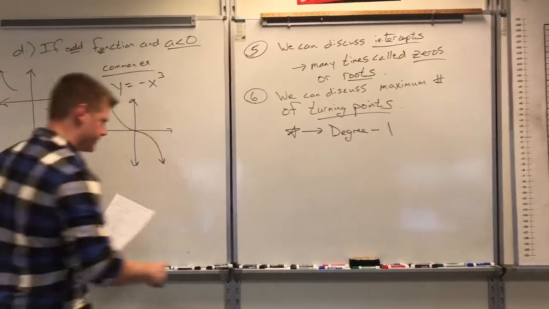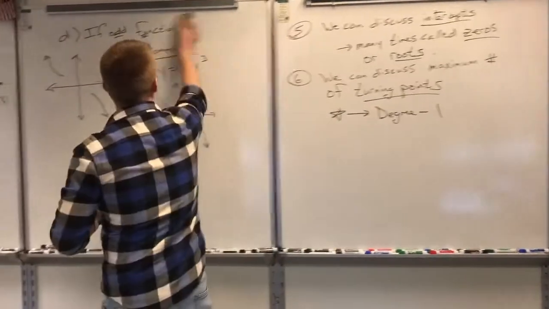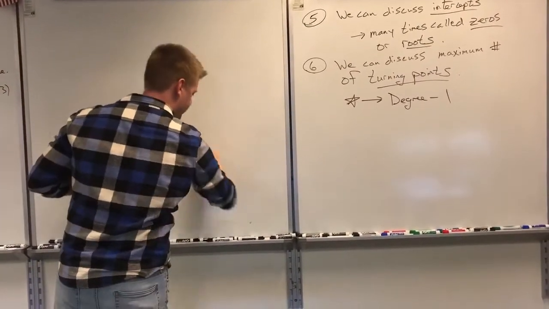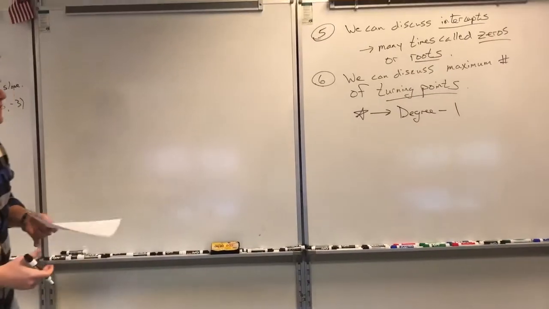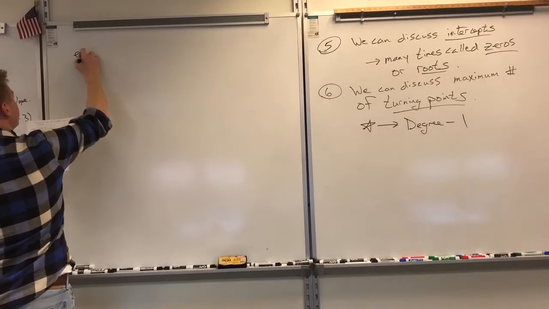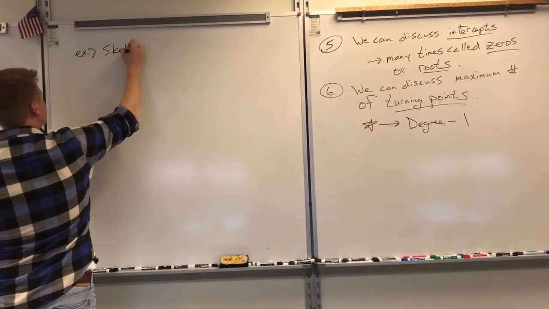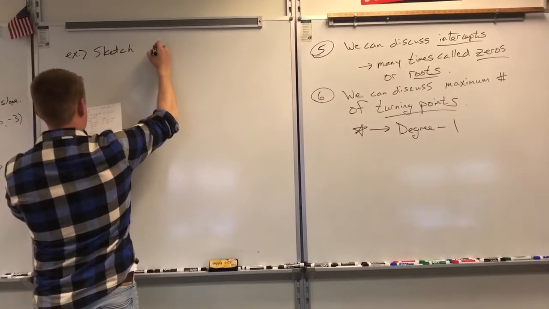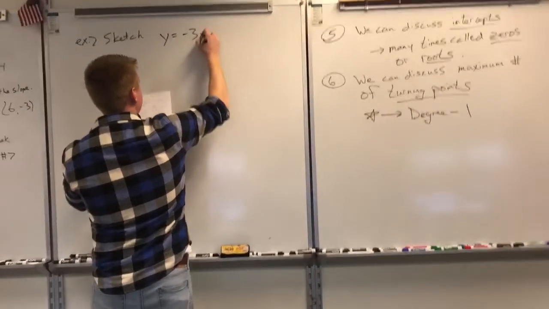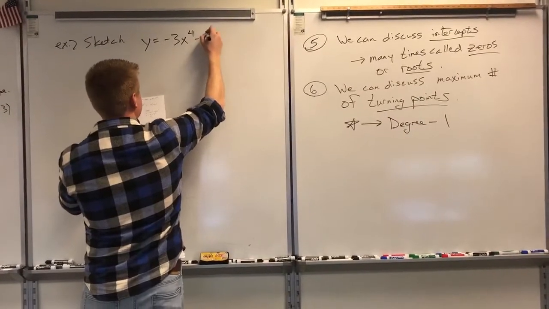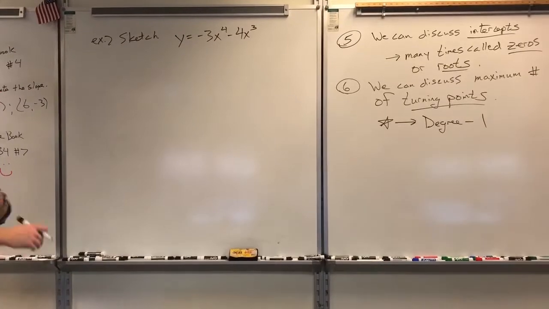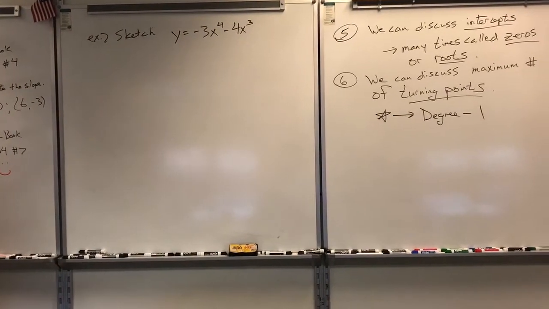So what we're going to finish off with here is an example of not getting too specific with the graph, but using all 6 of these pieces to actually build what the graph is. So again, sketch y equals negative 3x to the 4th minus 4x cubed. Okay, so negative 3x to the 4th minus 4x cubed.